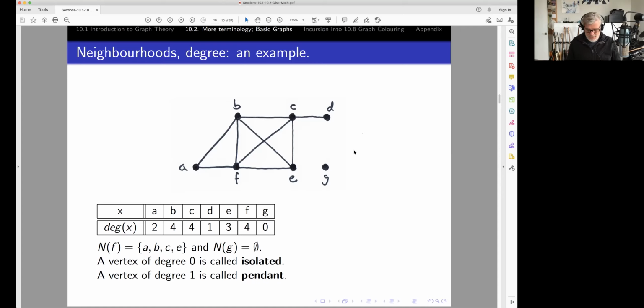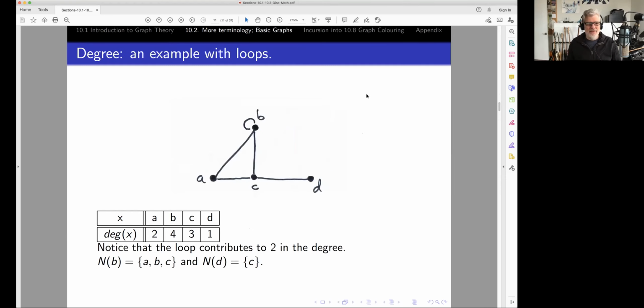Okay, so again, this is just terminology. There is absolutely no idea here yet of any depth. Okay, here's an example with loops. I have a graph with 4 vertices. The plural of vertex, singular vertex, plural vertices. A, B, C, and D are the vertices.